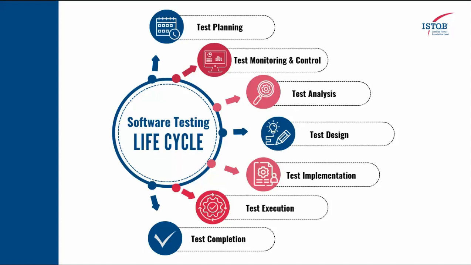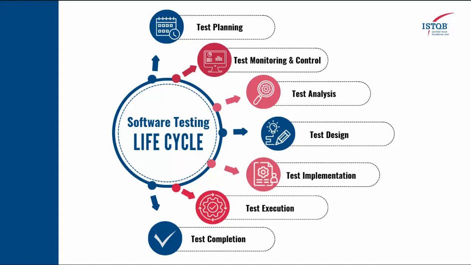Then, test monitoring and control. Throughout the process, we are like a director, checking in, comparing progress against our plan, and making adjustments if needed. Test analysis. Here we break down the project to decide what we need to test. We analyze the requirements and prioritize features and conditions that need testing.